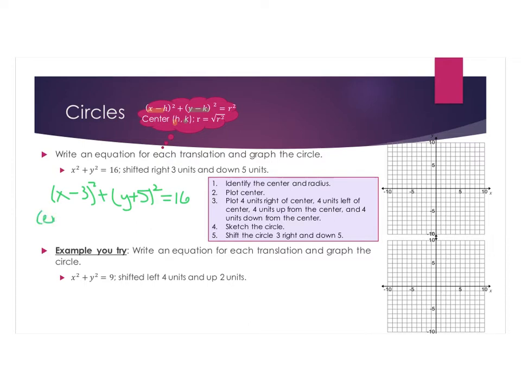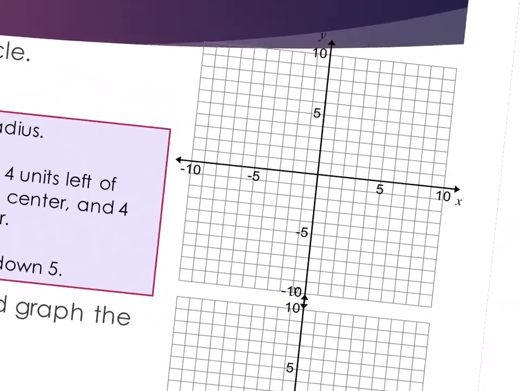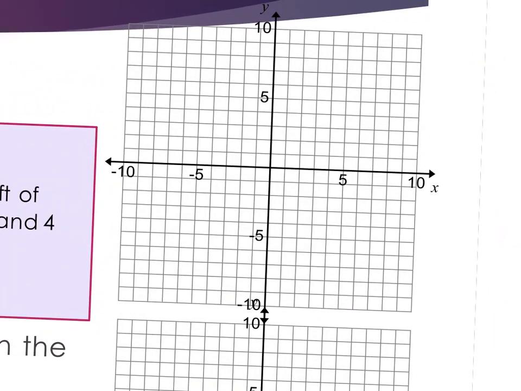So the next thing we'll do is identify our center and our radius. Our center is located at 3, -5, and our radius is the square root of 16, which in this case is 4. So now we'll plot that center, 3, -5. And next, we're going to plot 4 units to the right of that center, 4 units down from that center, 4 units left of that center, and 4 units up from that center.